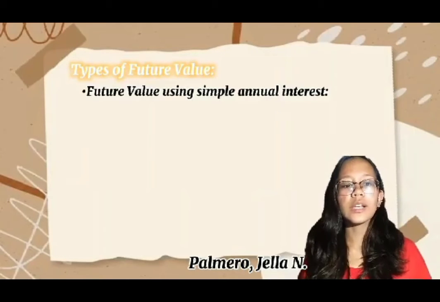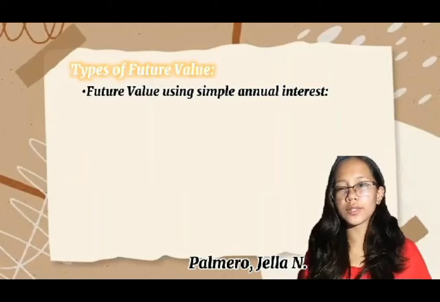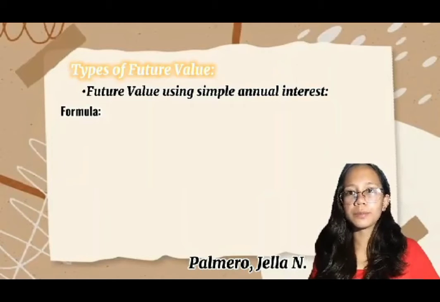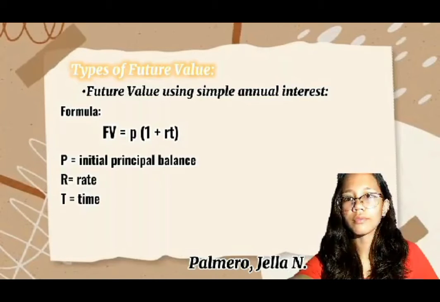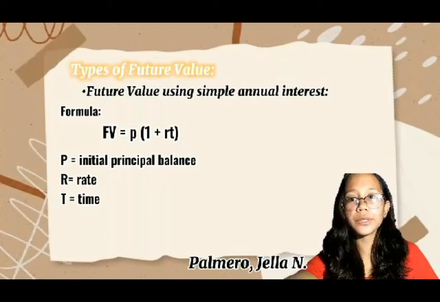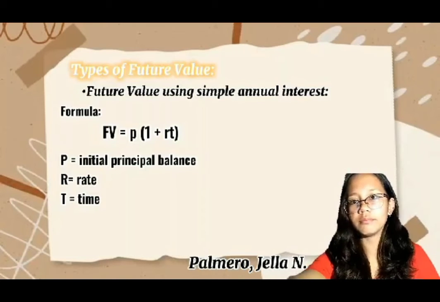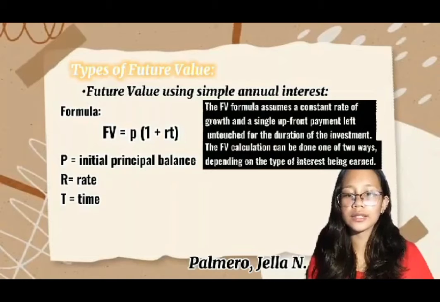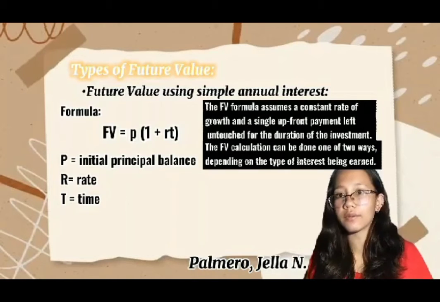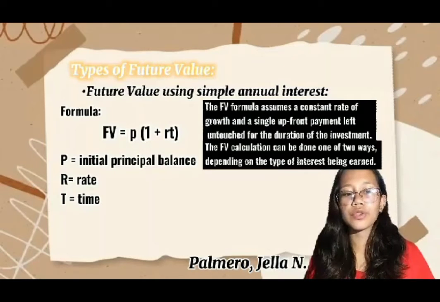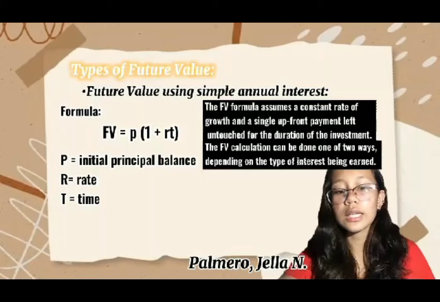First, future value using simple annual interest. The formula of simple annual interest is FV is equal to P times the quantity of 1 plus rt. P stands for initial principal balance, r is for rate, t is for time. The future value formula assumes a constant rate of growth and a single upfront payment left untouched for the duration of the investment. The future value calculation can be done one of two ways, depending on the type of interest being earned.